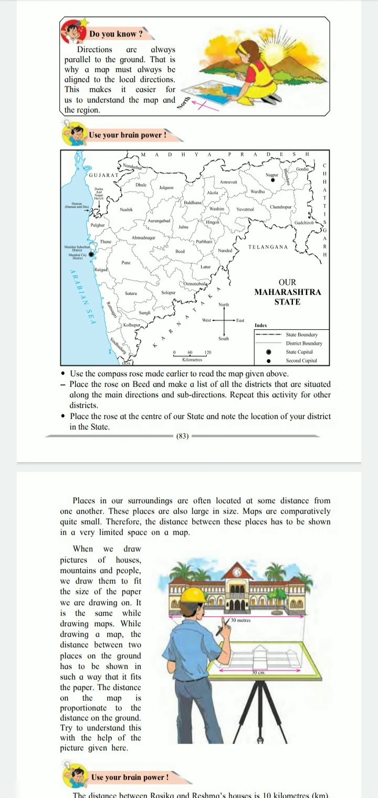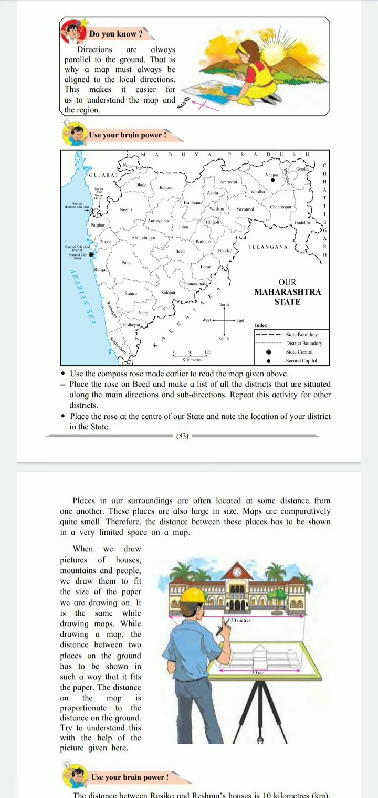Use your brain power. Use the compass rose made earlier to read the map given above. Place the rose on Beed and make a list of all the districts that are situated among the main directions and sub-directions. Repeat this activity for other districts. Place the rose at the center of our state and note the location of our district in the state.